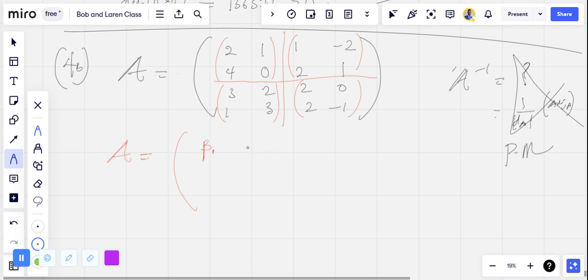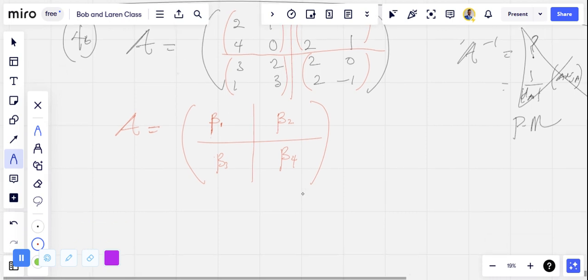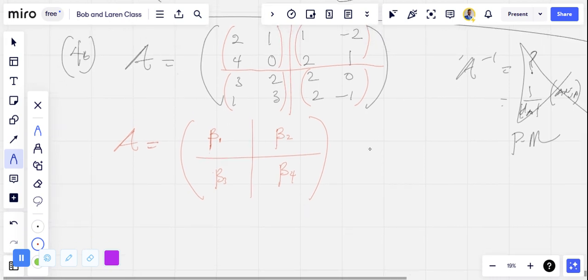This is the partitioning, right? Whatever matrix I have here, let's call it beta 2. Whatever matrix I have here, let's call it beta 3. Whatever matrix I have here, let's call it beta 4. So I have beta 1 to beta 4. Please take note, such that the determinant of beta 1 must not be equal to 0. I already explained that. This is the key point of the partitioning method. That's the first thing you need to check.